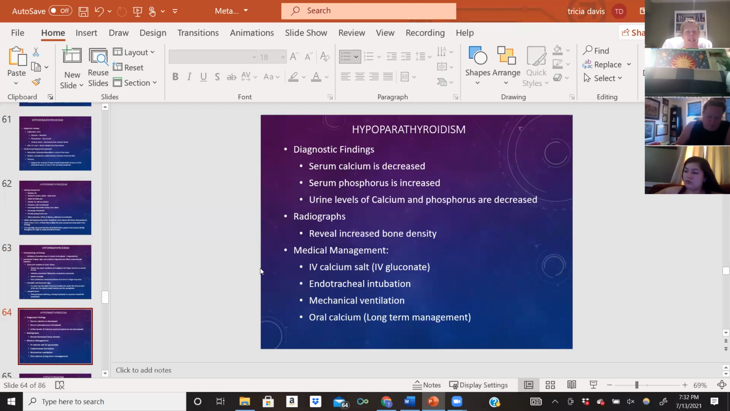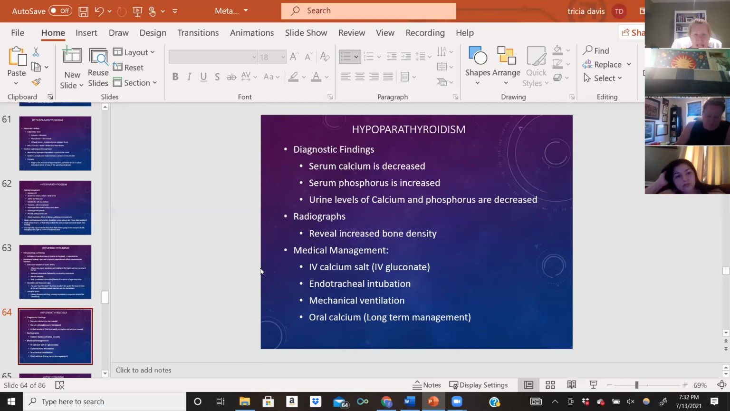All right, so diagnostic findings. We're going to see that our serum calcium is decreased and our serum phosphorus is increased. Remember, serum phosphorus and calcium work on opposite ends of each other, so if one is up, the other one is down. Serum calcium is decreased, phosphorus is increased, and urine levels of calcium and phosphorus are going to be decreased. If we did any kind of x-rays or radiographs, it's going to reveal that they have an increased bone density.